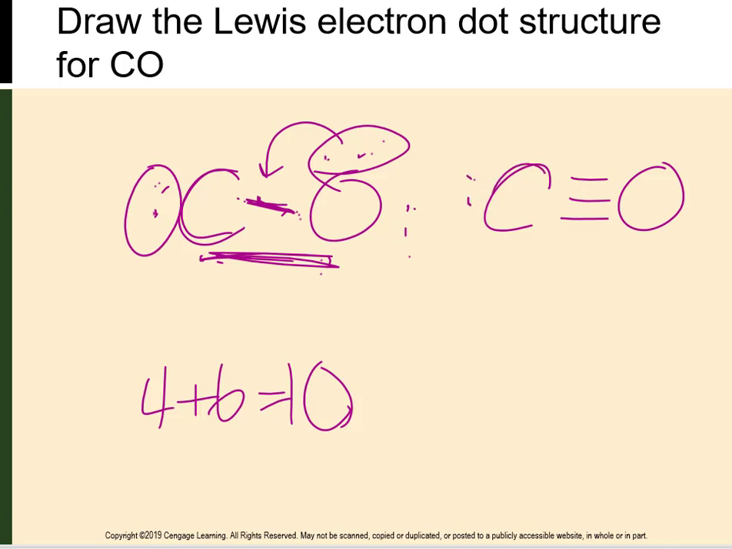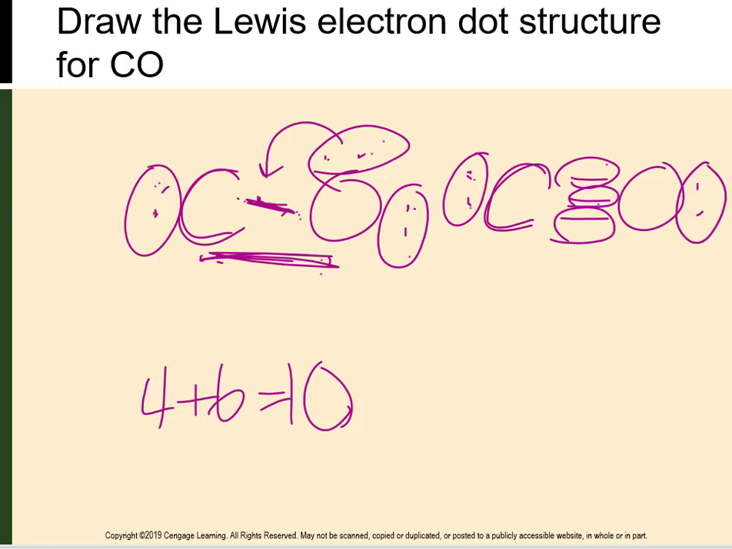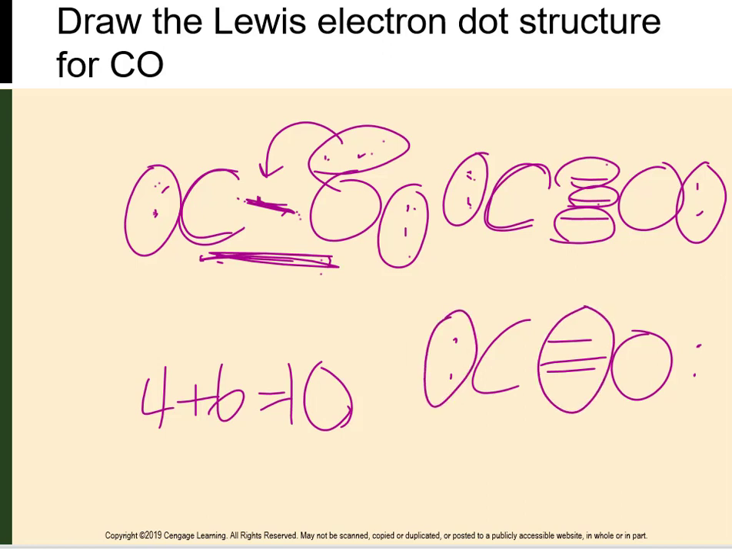So let's look at carbon now. Is it happy? We have carbon with 1, 2, 3, 4, 5, 6, 7, 8. Carbon's happy with 8. And oxygen also has those 3 bonds, 2, 4, 6, and this lone pair, 7, 8. Let's just double check that we still have our 10 electrons. 2 plus 6 plus 2 should be 10.